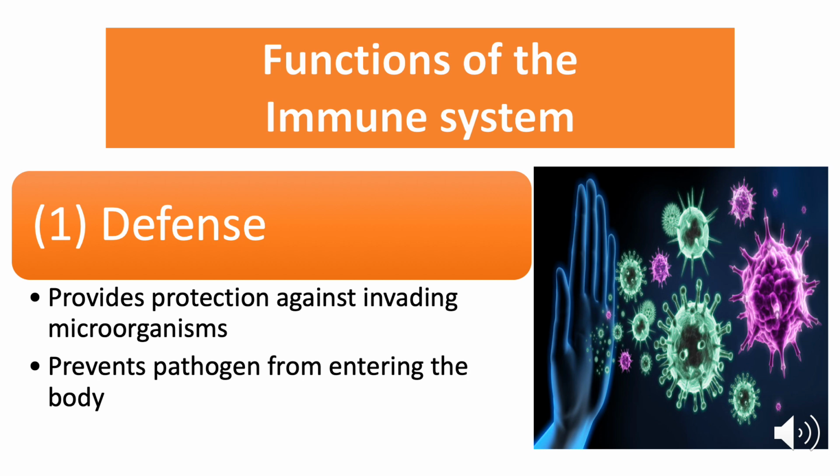Let us now go with the functions of the immune system. Number one, the most commonly known: defense. Defense would mean that the immune system will provide protection against invading microorganisms. Every time that a microorganism tries to enter the body, the immune system will try to eliminate it, and that's what we call defense.